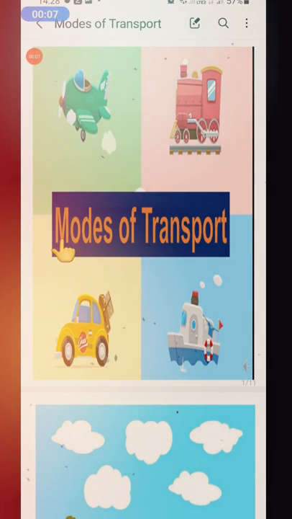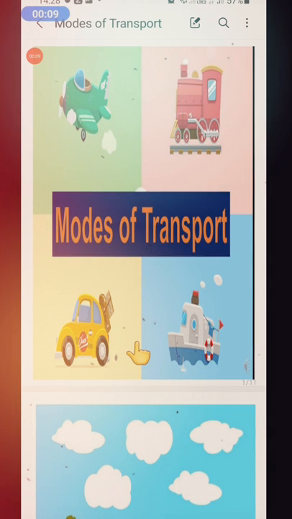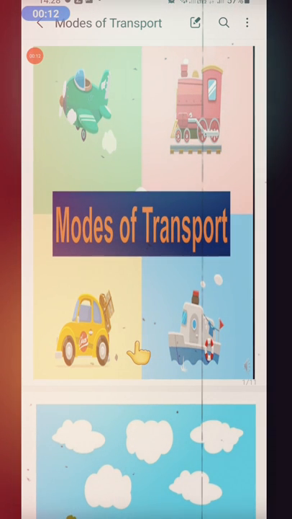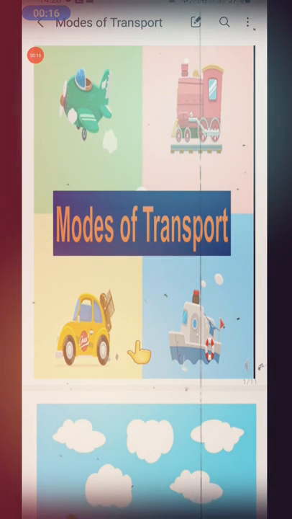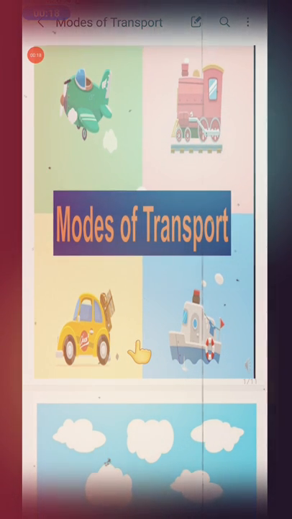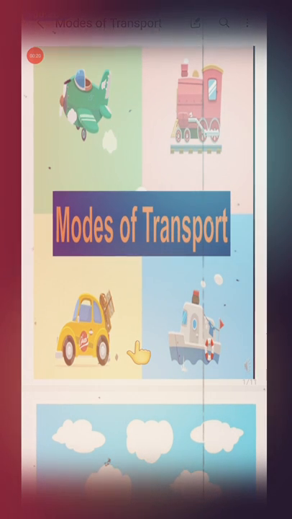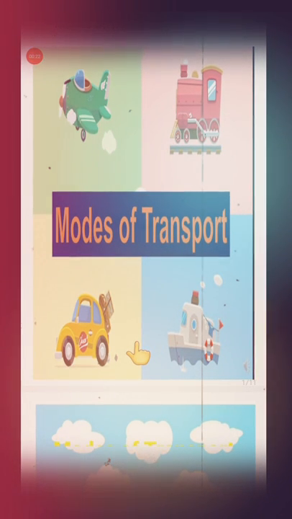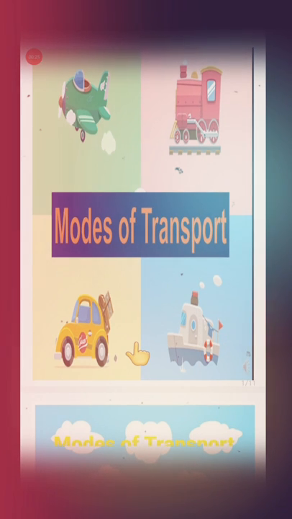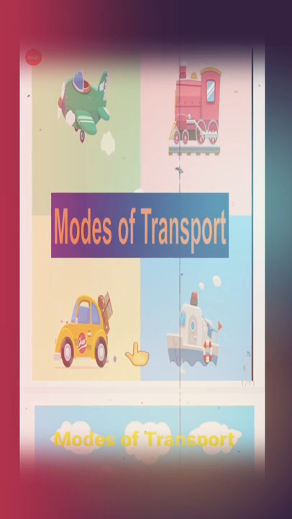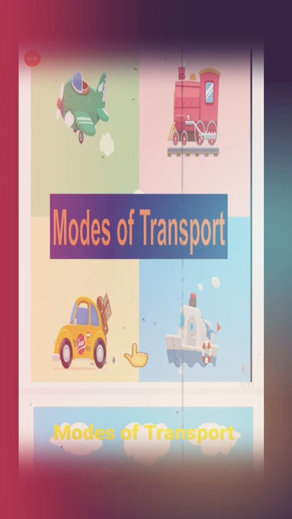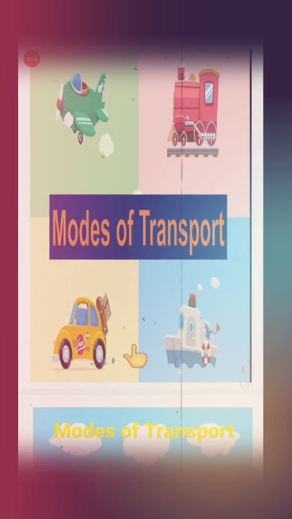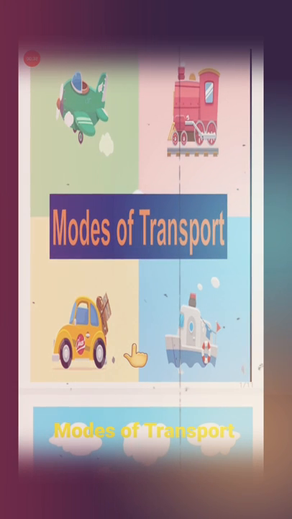Modes of transport. Transport matlab jis pe hum kahin jaate hain. Transport jo kisi cheez ko ya hume ek jagah se dusri jagah le jata hai kam time mein, wo hai transport. Okay, jaise agar hume school aana hai to hum kis pe aayenge? Walking aayenge, that is good for your health. But agar aapka ghar dur hai to kaise aayenge? By car or by bus or by scooty. Okay, so jo car hai, bus hai, scooty hai, wo kya hai? Transport, that is our mode of transport. A mode of transport kya hai?